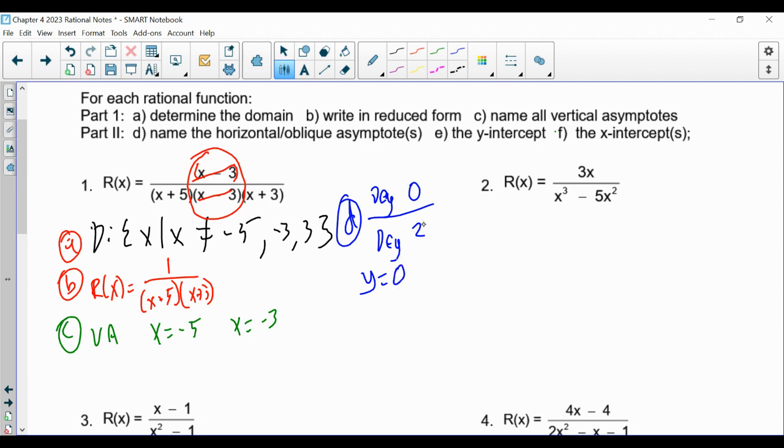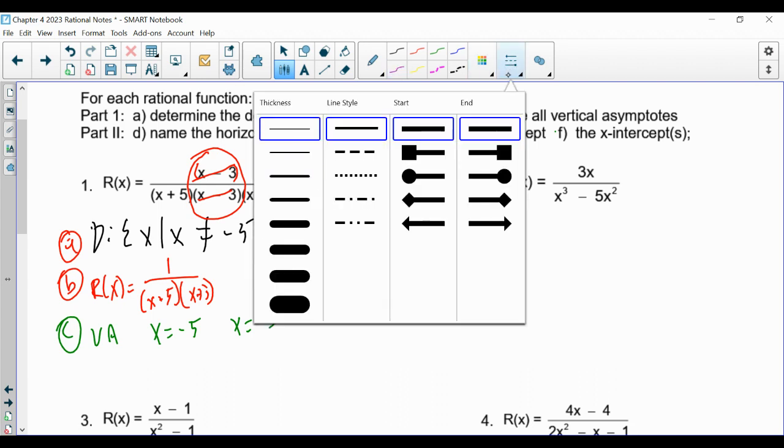Okay, if they were the same, like both degree 2 over degree 2, then it's y equals the leading coefficient over leading coefficient. We didn't have that here, but again, if it does come up, that's what you do. And then oblique happens when the numerator is 1 higher. To find the oblique, you'd end up doing some long division or synthetic division depending on what you have, but we don't have that here, so we don't have to worry about it. So yeah, now let's keep it going.